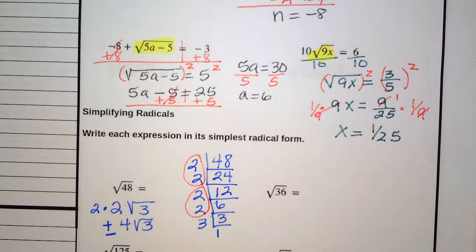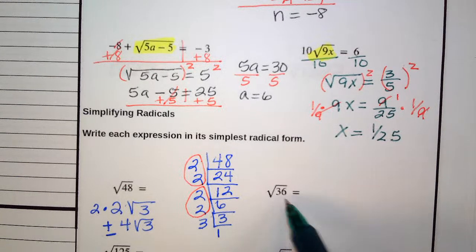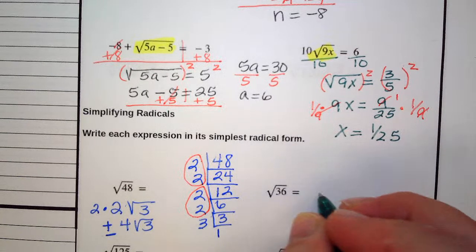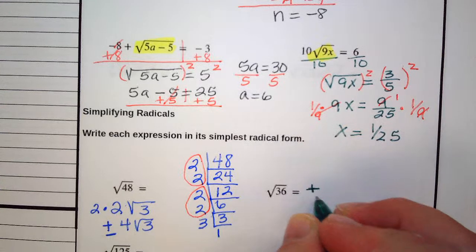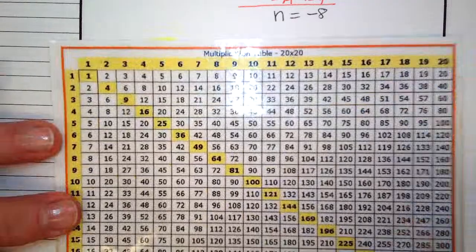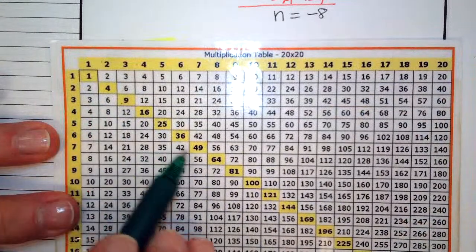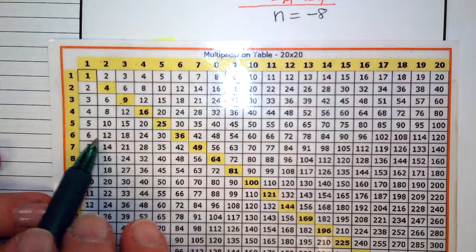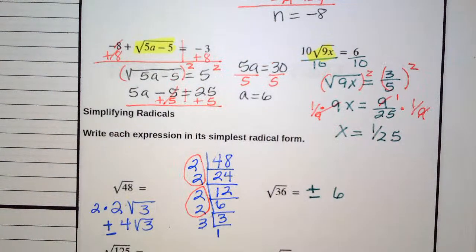What about the next one? What do we know about 36? Well, we know that 6 times 6 is equal to 36. So the square root of 36 will be positive or negative 6. That's one of our perfect squares. We can always do a quick check with our multiplication tables. Here's 36. I see it's 6 times 6. Until you learn those perfect squares, it might be helpful to have that multiplication table out.